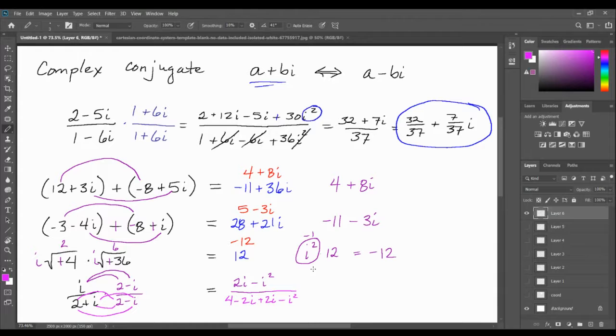Okay, so let's see. i squared is negative 1, both places. These two are going to cancel. So I've got negative 1. Oh, it's a negative negative 1, right? So that's plus, plus 2i. And down here in the denominator, this is minus a negative 1, so that's plus 1. 4 plus 1, so that's 5. Breaking it into the real and imaginary portions gives me those.